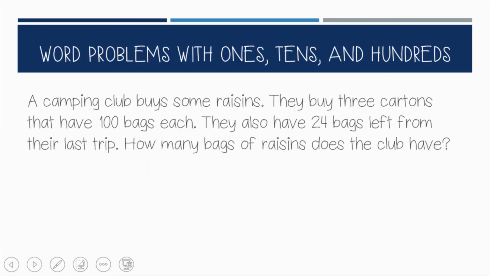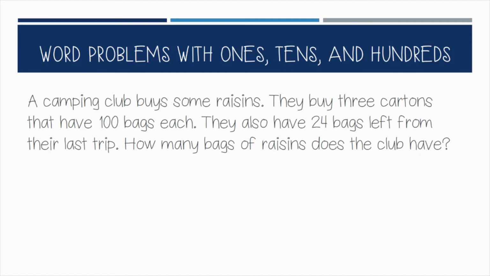Now let's practice doing some word problems that use ones, tens, and hundreds. Let's read this problem together. A camping club buys some raisins. They buy 3 cartons that have 100 bags each. They also have 24 bags left from their last trip. How many bags of raisins does the club have?